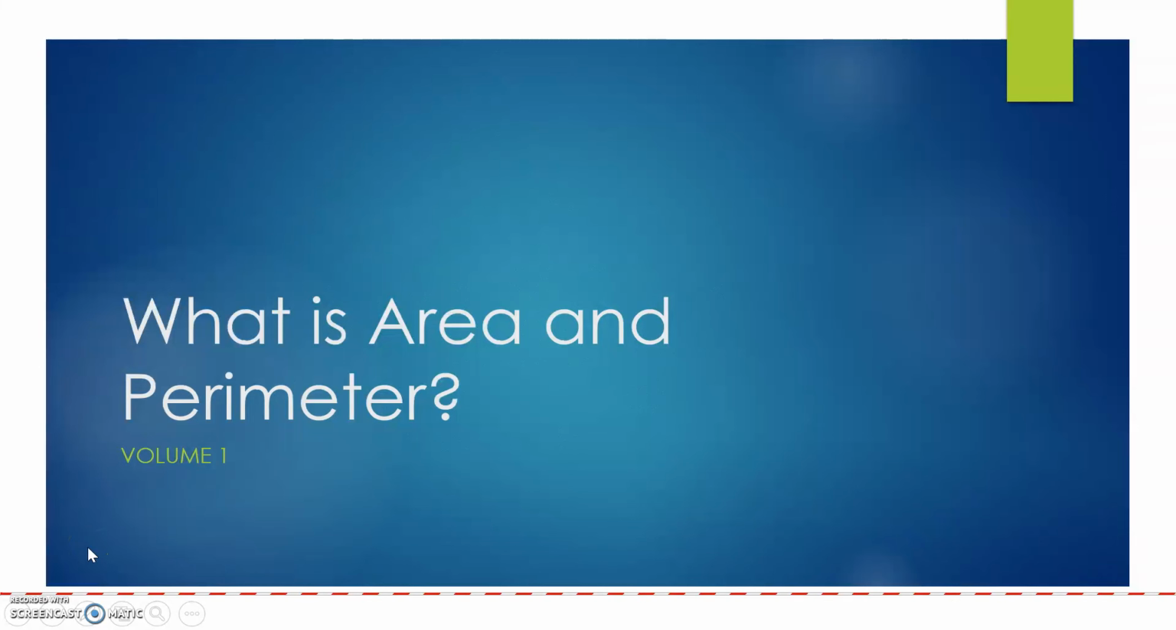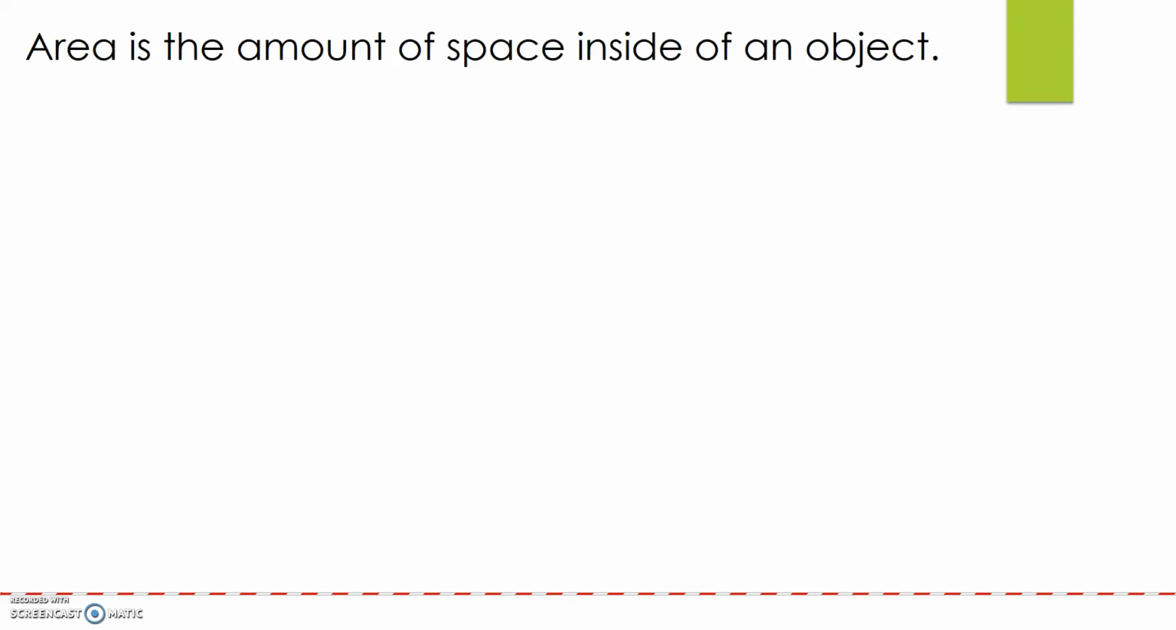Today we're going to be talking about area and perimeter. These are some brand new concepts, and so there's nothing to solve today, just some new information for you to learn. So area is the amount of space inside of an object.